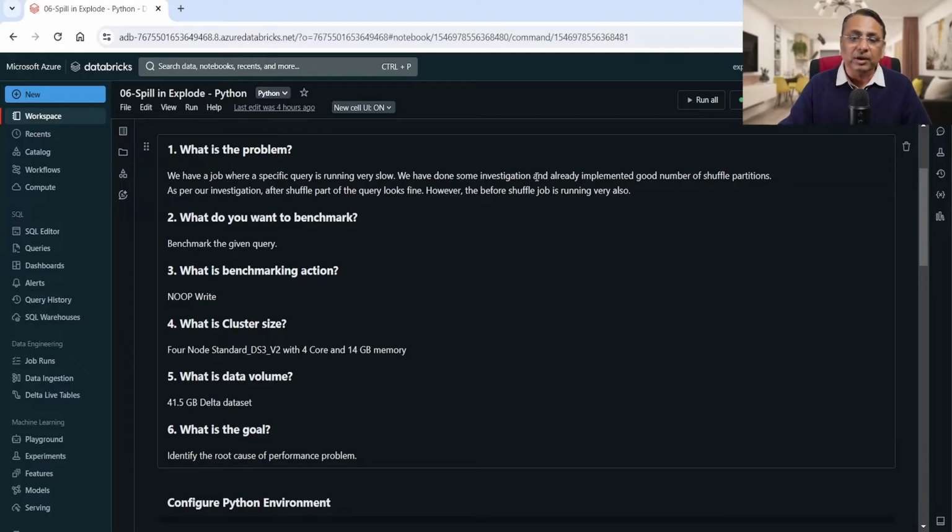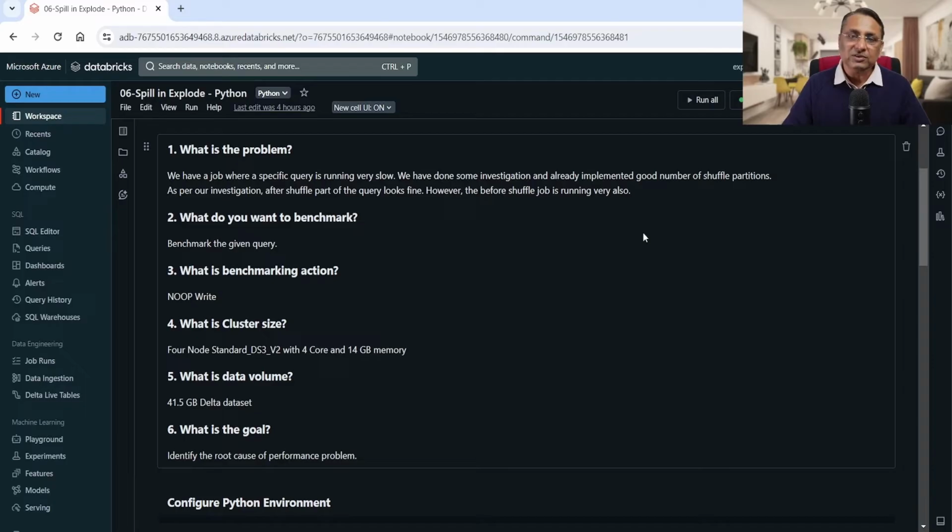We have done some investigation and already implemented a good number of shuffle partitions. So they have done some estimation on the data volume or the shuffle volume and accordingly set the shuffle partitions. As per our investigation, the after-shuffle part of the query looks fine. However, the before-shuffle query is running very slow.